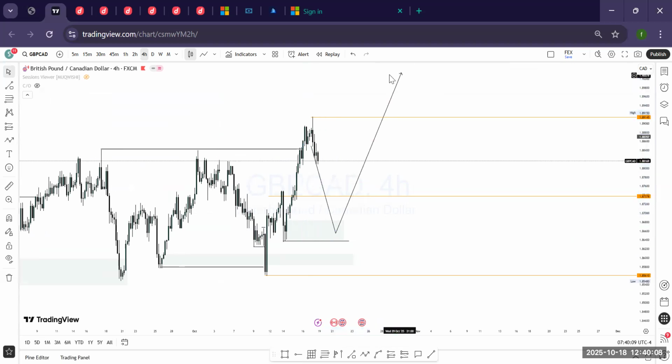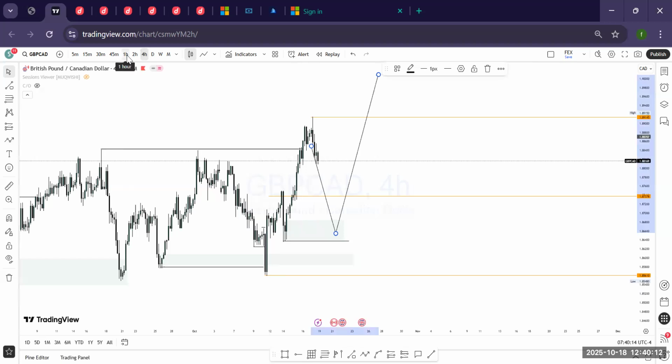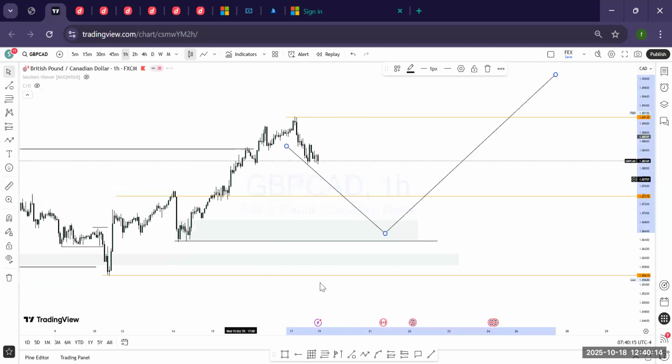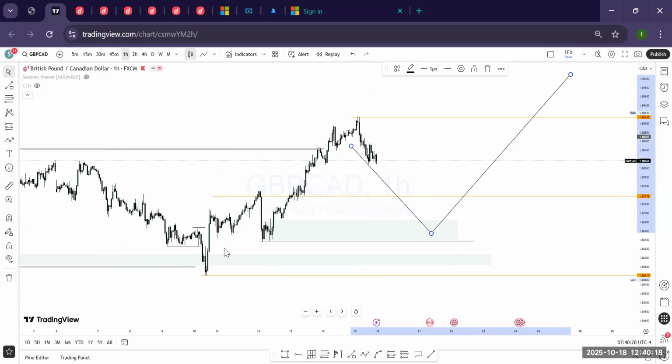So for clarity, we've already gotten the directional bias now. On the 1 hour time frame is where I'm trying to see clearly. When I look at the 1 hour time frame, I'm trying to mark out my 1 hour time frame structure. We have a market structure shift, and we have a break of structure.